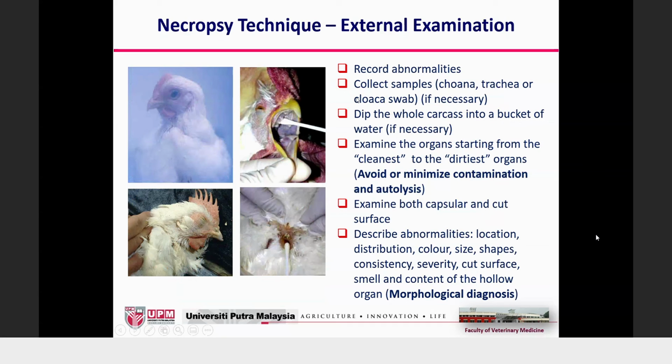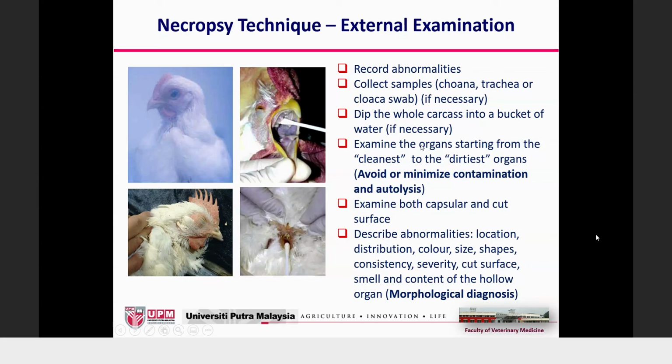And importantly, when you examine the organs, usually you start from the cleanest area to the dirtiest, meaning that the GIT is the final one. Although, be careful, the GIT can be the first one if, based on your history, the most important organ involved is the GIT, because the GIT will undergo autolysis very fast. That's why the history information given is important in your decision on which body system you need to examine first.